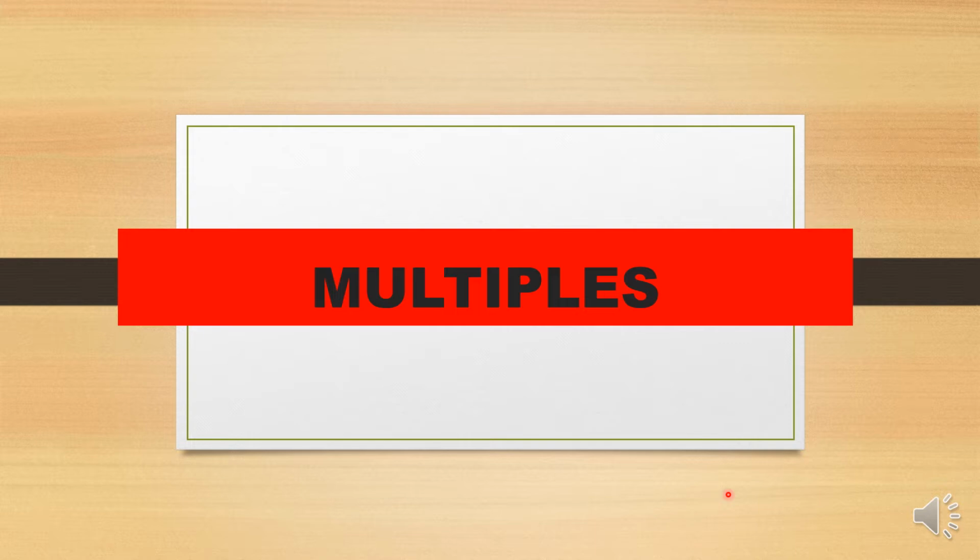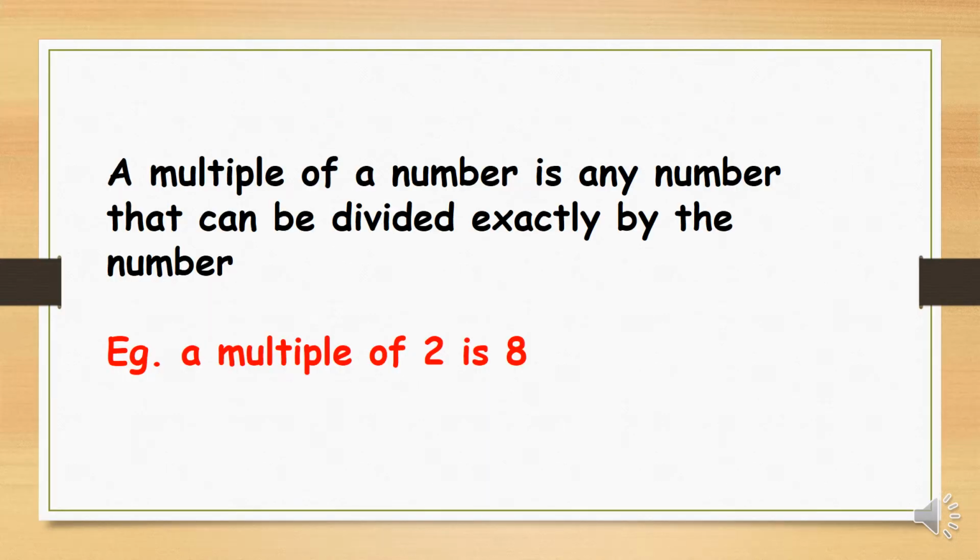Today we will be revising the topic multiples. What is a multiple? A multiple of a number is any number that can be divided exactly by the number. You would recall, for example, that a multiple of 2 is 8. This means 8 can be divided exactly by the number 2, which means 8 can be divided by 2 without leaving a remainder.